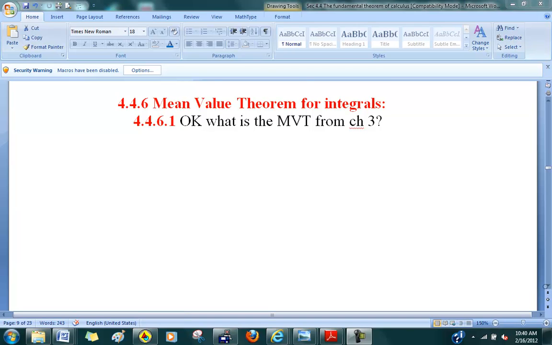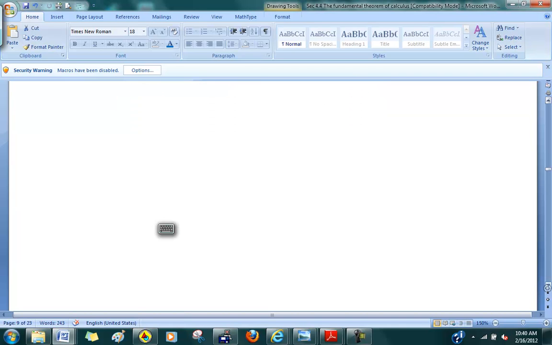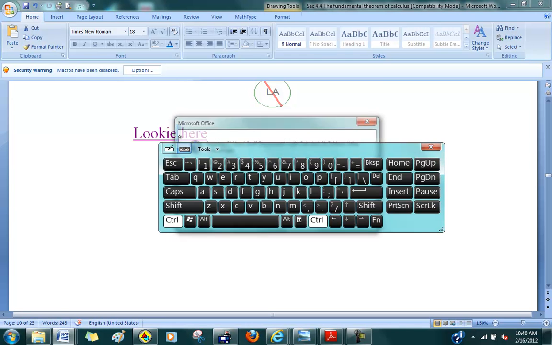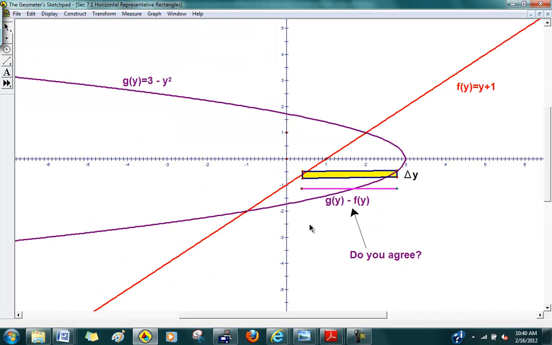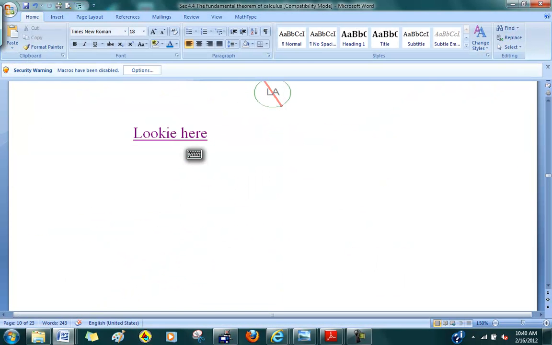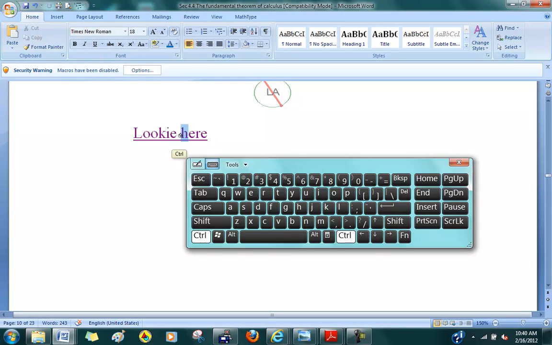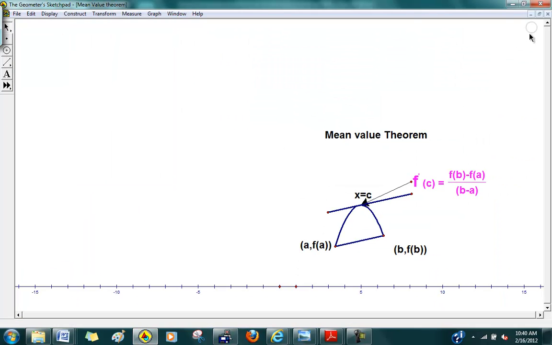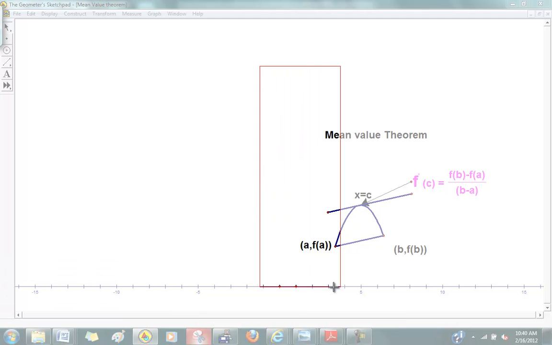Not sure how many of you remember that, but here's a quick review, and the picture that I'm going to show you should be familiar to you, hopefully, because we have seen it before. Okay, so here's the mean value theorem from chapter 3, and just a quick review on that.